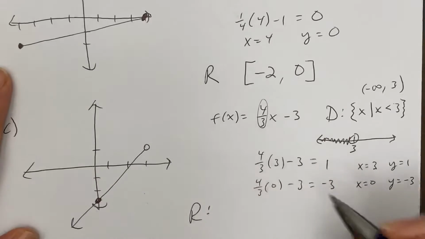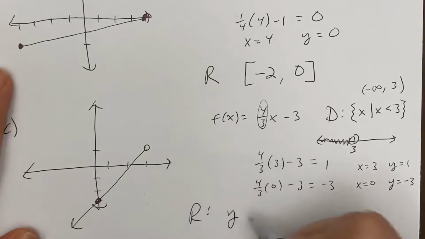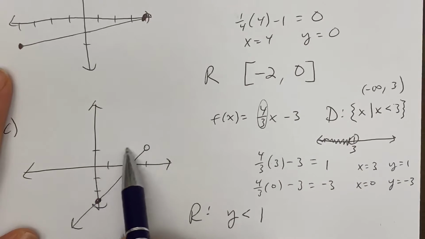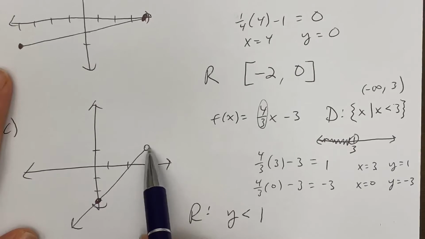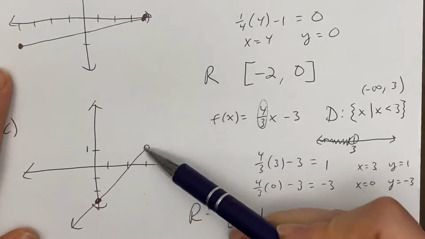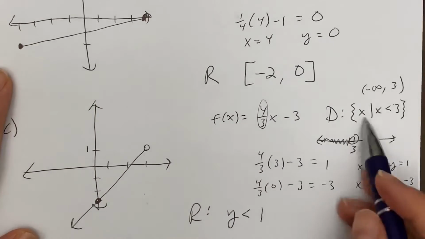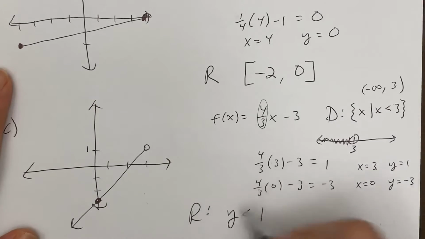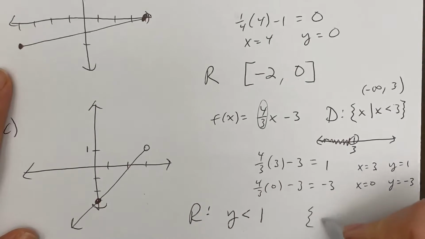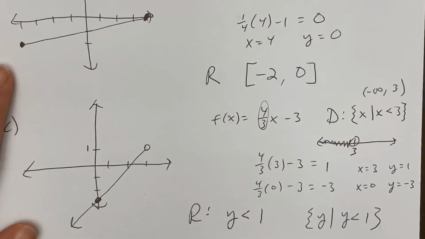So my range, really the easiest way to write it would be that all your y values are less than 1, because this is the highest point on the graph, and that's at positive 1. All y values are below that, so y is less than 1. Of course, they want it in the same notation as the domain, so I really need to write that in set notation. Like that. That would be my answer.